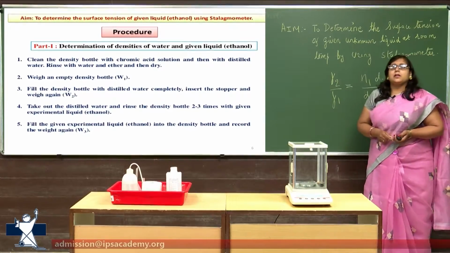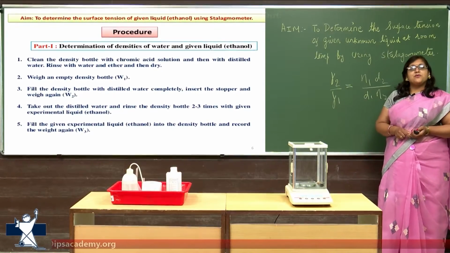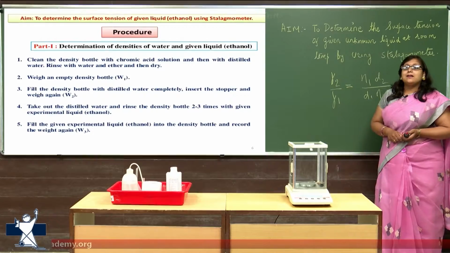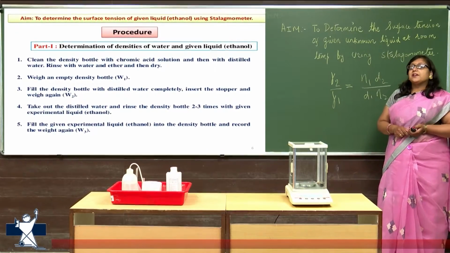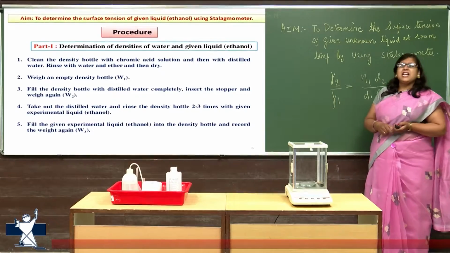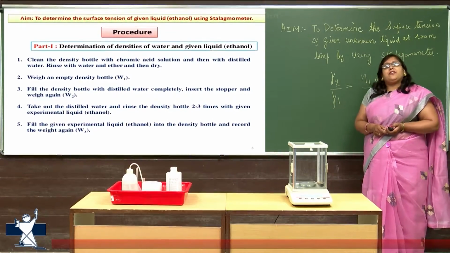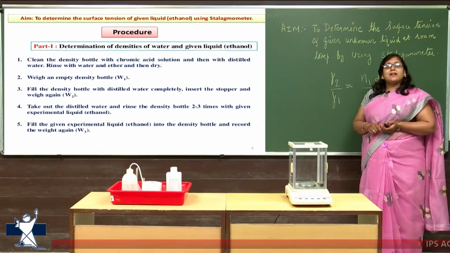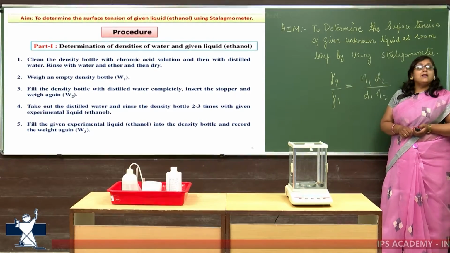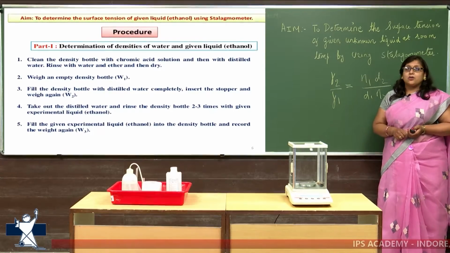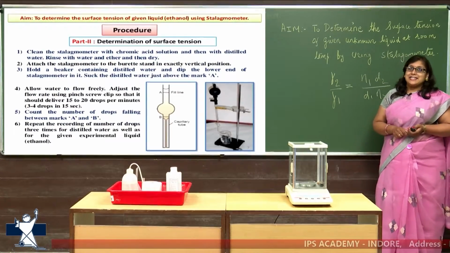Now, we come to the procedure of the practical, that is how to determine the density of a given liquid. Here the unknown liquid we have taken is alcohol, that is ethanol. First of all we have to clean the density bottle, then we weigh the empty density bottle, then we fill it with distilled water and weigh it, and then we weigh the density bottle with the experimental liquid, that is ethanol. After taking all the weights we are going to calculate the density.